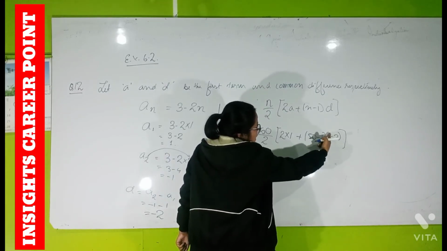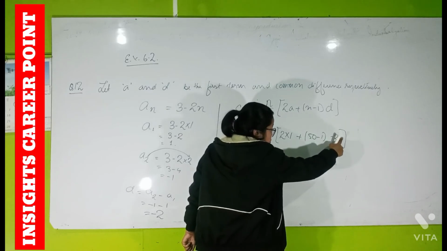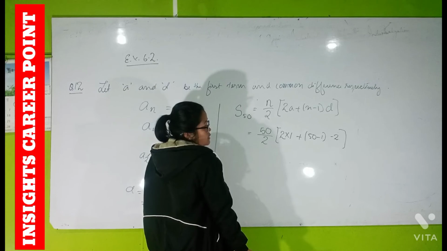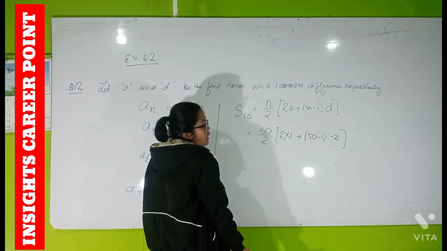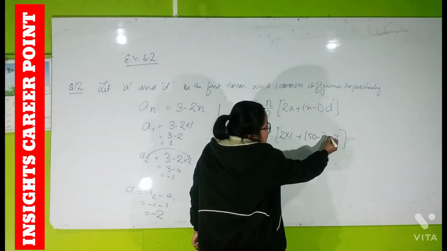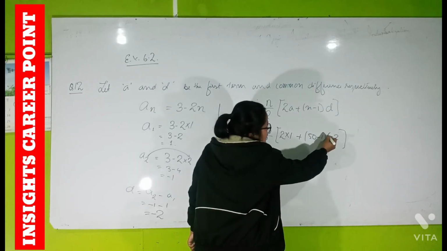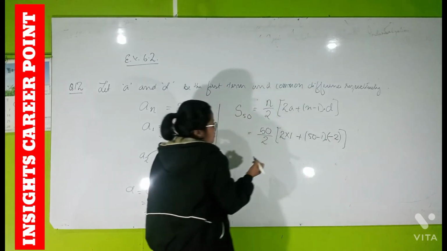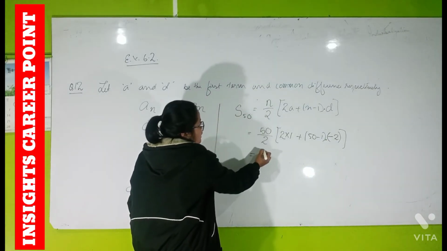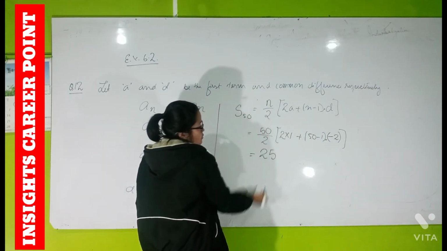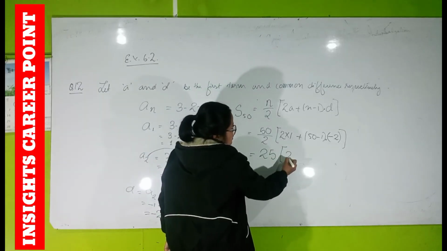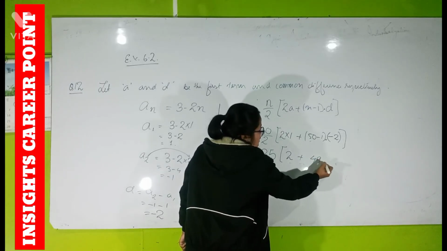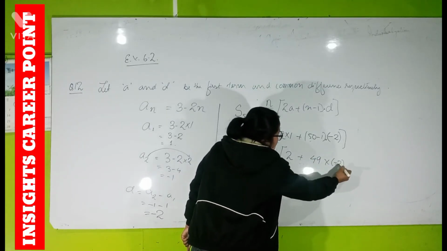If we don't put the bracket over here, the notation changes. If we put the bracket, it becomes multiply. Here it is multiply, so we put the bracket over here also. So 25, 2 into 1 is 2, plus 50 minus 1 is 49, multiplied by minus 2.